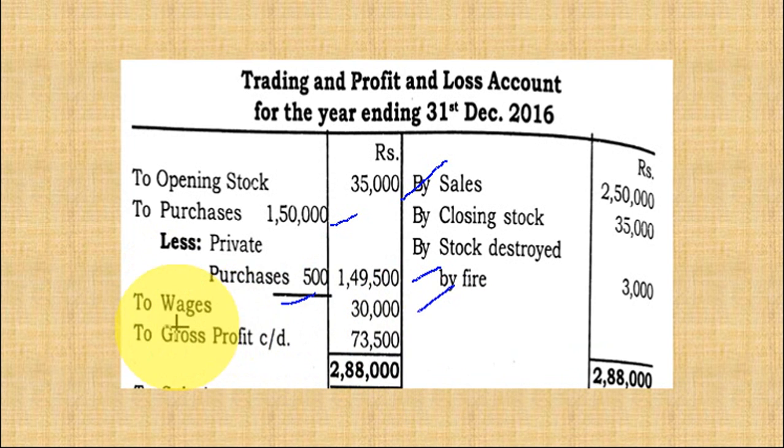But if outstanding wages is given in the adjustment, then we have to add wages, add outstanding. Clear? Here, sales. Sales, they have given. Closing stock, they have given. Stock destroyed by fire, 3,000. Okay. Total of both the sides, 2,88,000. And the balancing figure, 73,500 is the gross profit.